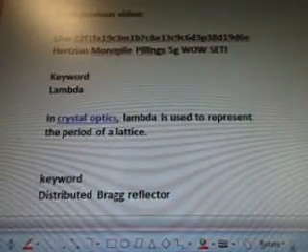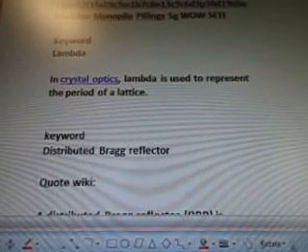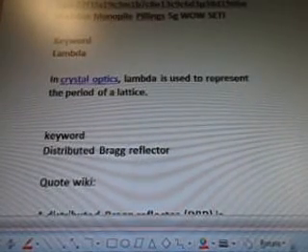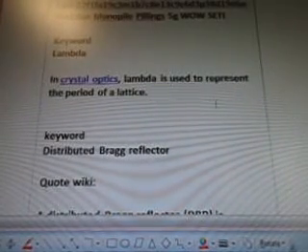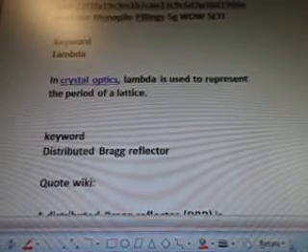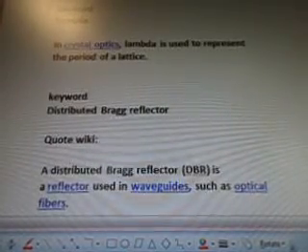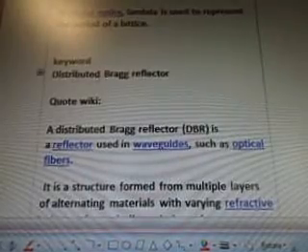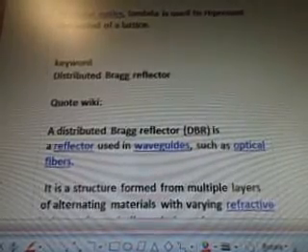So our keyword's lambda. So this is a quote from Wiki. It says, in crystal optics, lambda is used to represent the period of a lattice. So we're working on a mesh lattice for a communication device, so I thought that was cool. So then the keyword distributed Bragg reflector came up.